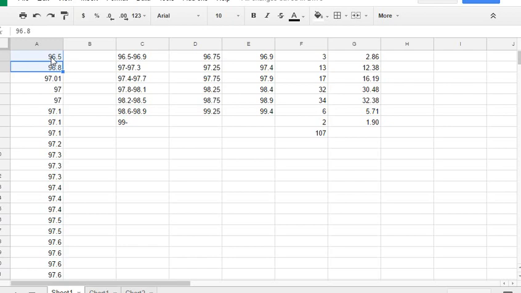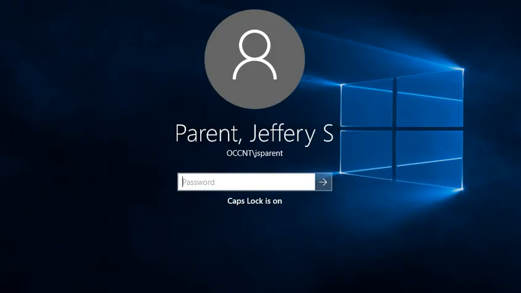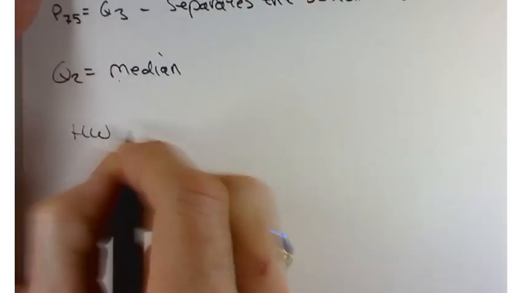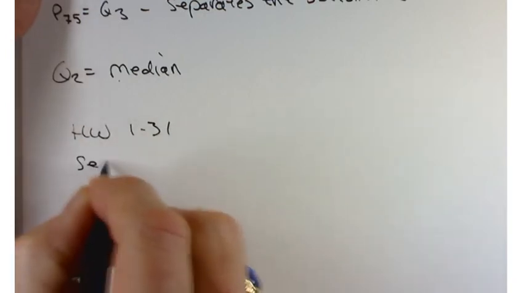Any thoughts before we finish up here on measures of relative standing? Okay, let's take a break here. For homework, try problems 1 through 31. So homework 1 through 31, that's section 3.4.